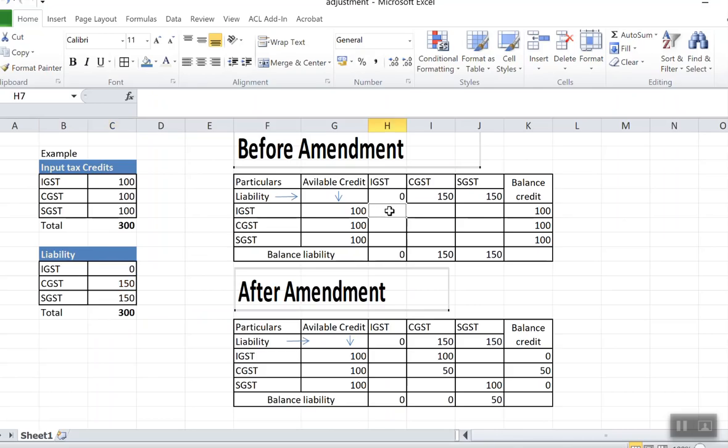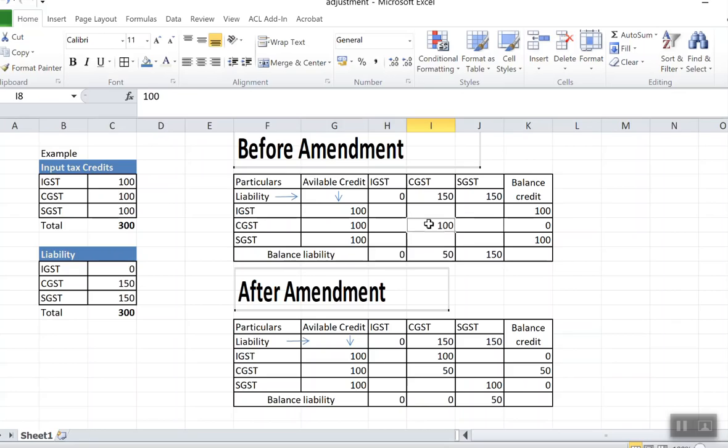See, earlier, before the amendment, this is how we used to adjust. Before the amendment, IGST credit had a lot of fungibility, so we used to utilize this credit at the very end. We used to try to utilize the CGST credit and SGST credit as soon as possible. In this example we have a liability of CGST 150 and we have a credit of CGST 100. This CGST credit we first utilize towards CGST, so on utilization of 100, the liability is reduced to 50.